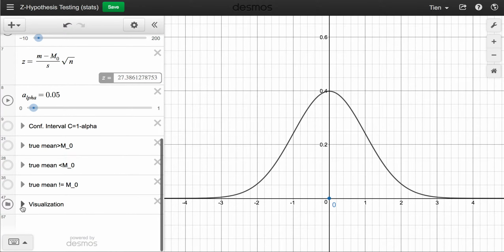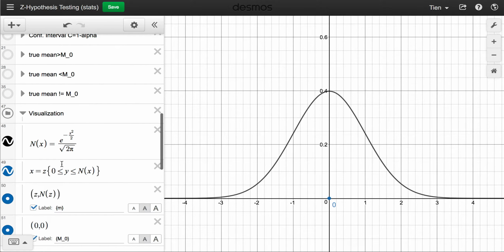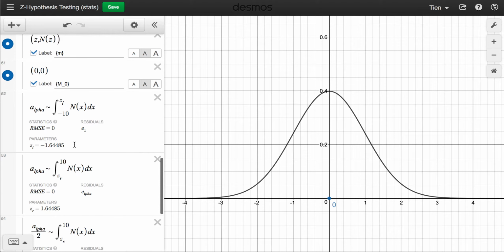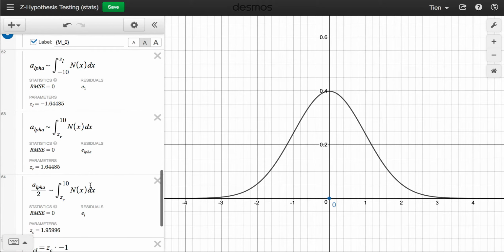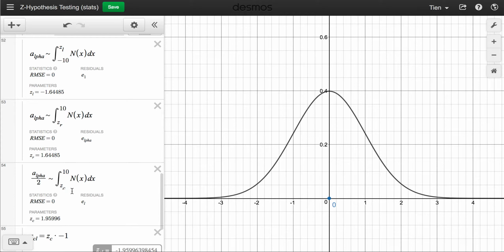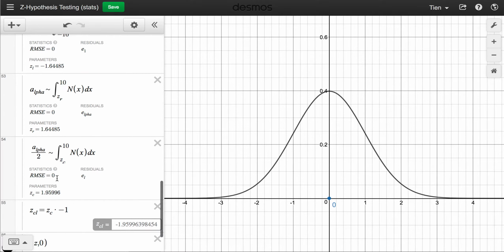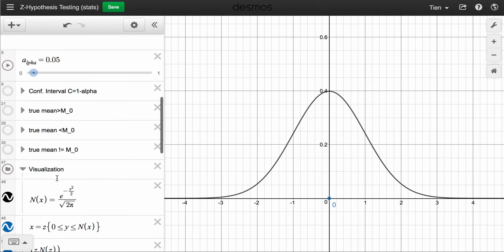And the way that this is done is we have the normal curve formula here, and then I use the regression function to create a z from the left, a z from the right, and a z from the center, for the left, right, and center z-scores for the left tail, right tail, and two-tailed tests that are related to the hypothesis testing.